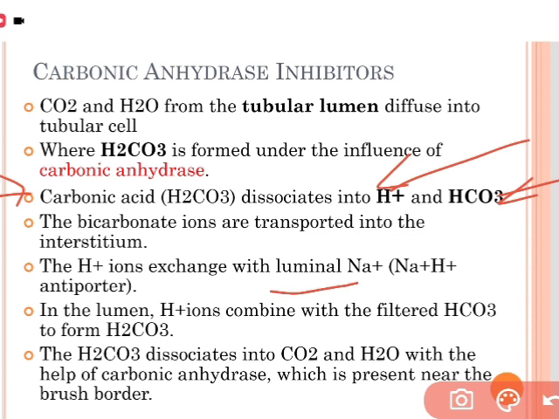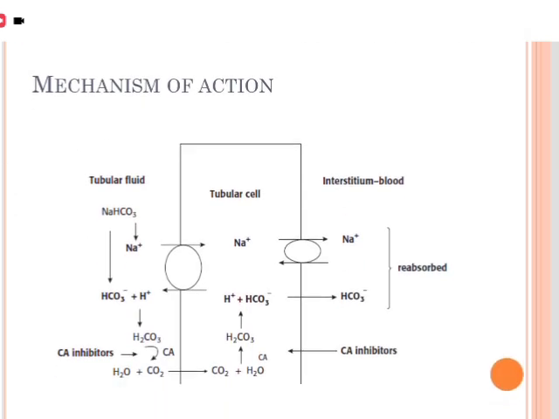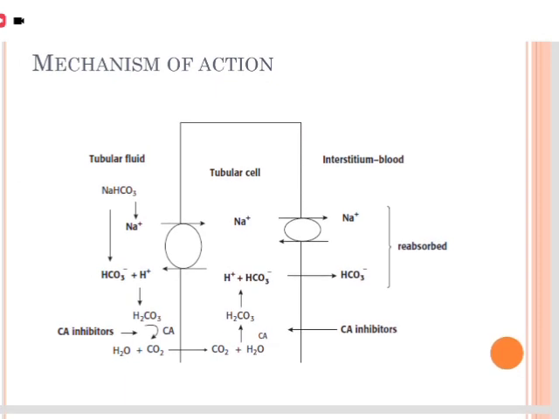Now what happens in the lumen? In the lumen, hydrogen ion combines with the filtered bicarbonate ion to form H2CO3. The H2CO3 is dissociated into CO2 and H2O with the help of carbonic anhydrase, which is present near the brush border cells. Now this is the theoretical part. Now we'll see the diagrammatic representation. Now you'll understand better.